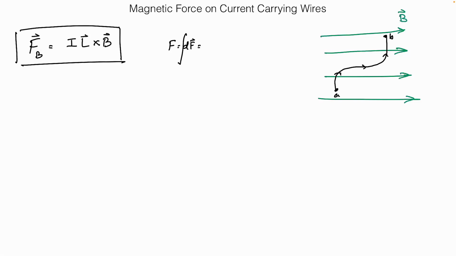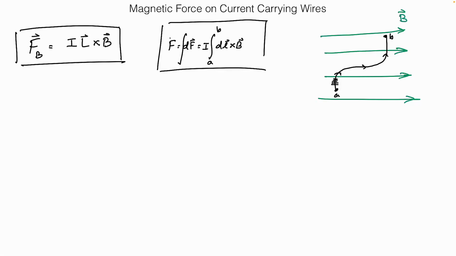Well, that's pretty easy. I've got it right there in the box, right? It's going to be my current, which is staying constant, so I'll pull it out of my integral, times my dl, my little piece, right? I've broken this thing up into a bunch of little tiny pieces, crossed into my magnetic field going from A to B. So I guess this is sort of a more general way of finding that force, right?